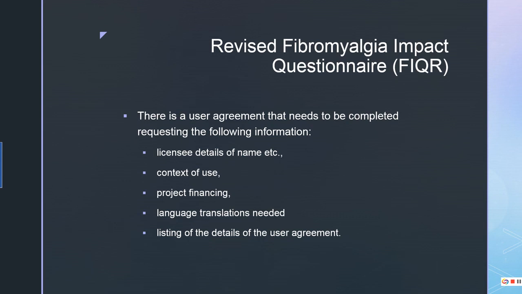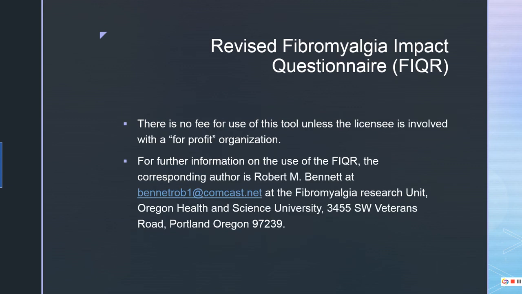There is a user agreement that needs to be completed requesting the following information: licensee details of name, etc., context of use, project financing, language translations needed, and a listing of the details of the user agreement. There is no fee for use of this tool unless the licensee is involved with a for-profit organization.